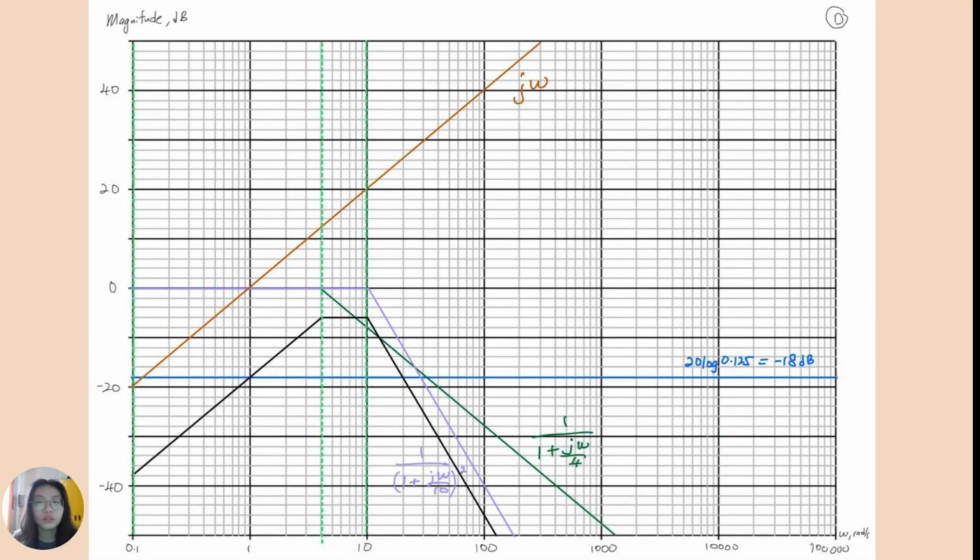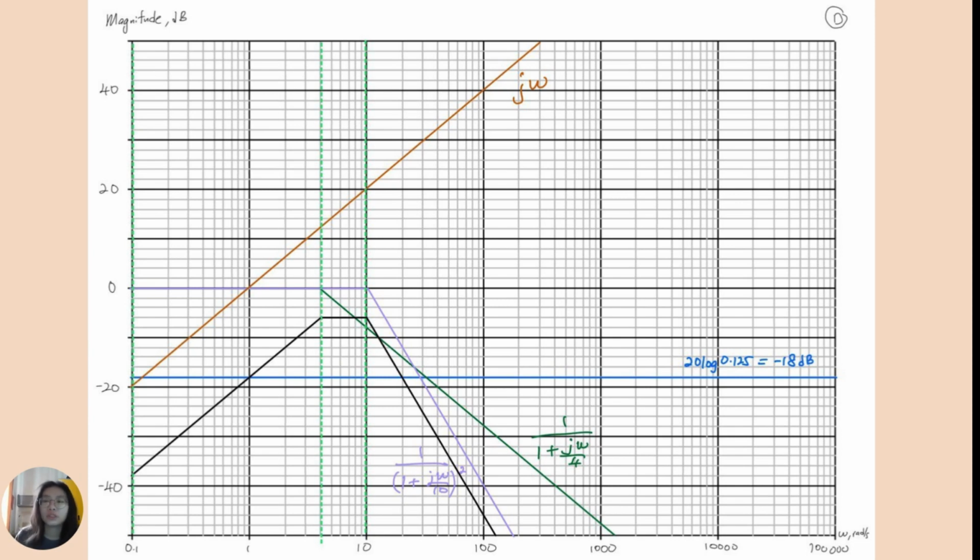After we finish drawing all the factors, we need to draw the resultant line. First we can draw some dotted lines at 0.1 radian per second, 4 radian per second, and 10 radian per second. It can help us to draw the graph easily.